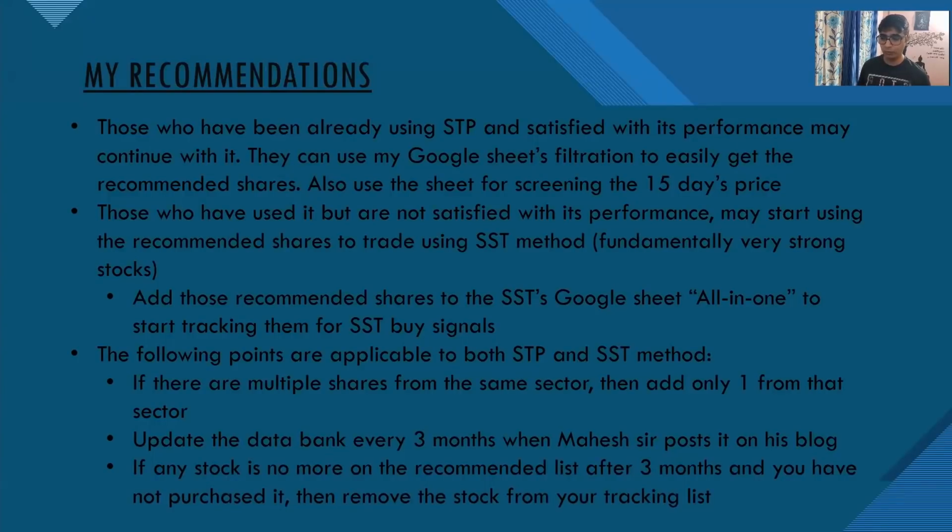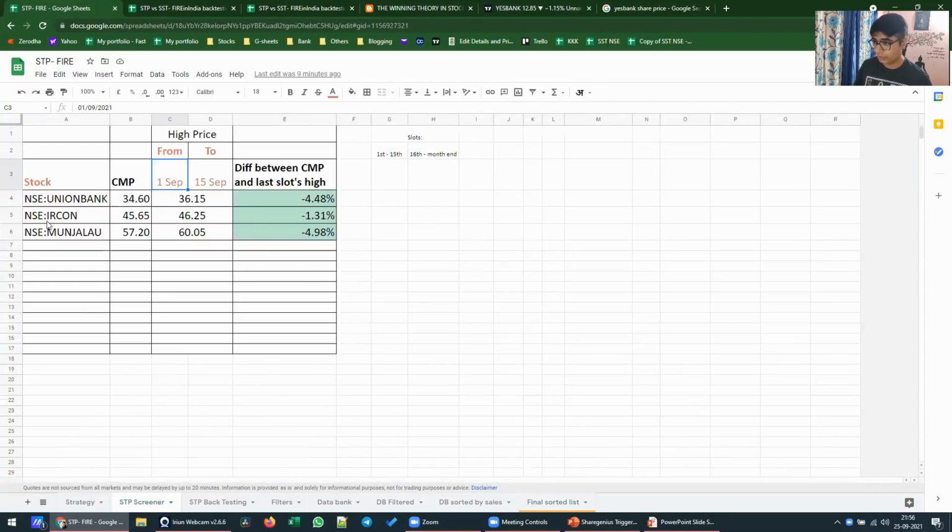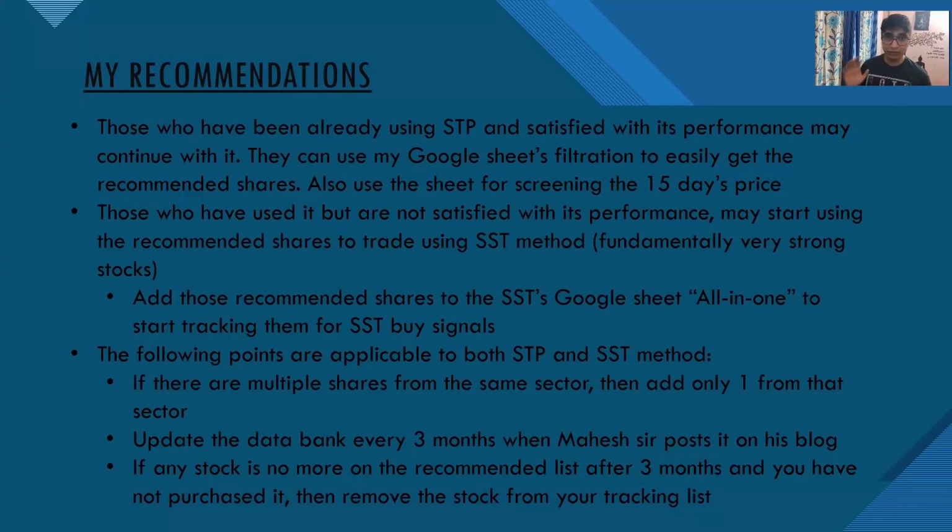If any stock is no more on the recommended list after 3 months and you have not purchased it, then remove the stock from your tracking list. That means you had, say, for example, you added Ircon to your screening list, but in the next 3 months, there was no signal for purchasing it. Then after 3 months, when you update the data bank and Ircon is no more there, you can remove it because you haven't made any purchase. It's not in the recommended list anymore. You can remove it. But if you have purchased it, target is not met, continue with it. It's not like in 3 months, it's going to become from super good to super bad. It's just that if you have not purchased it and it's not in the list, then we can remove it. Otherwise, continue with it.